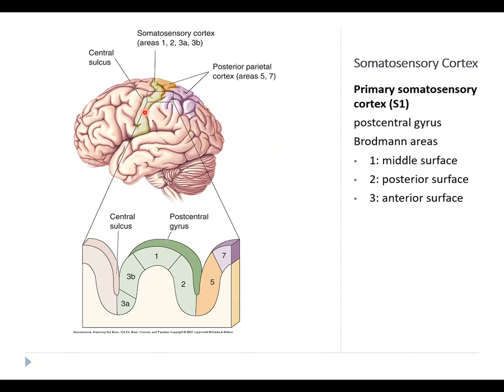So when Brodmann was numbering these regions, he just happened to start here and called the middle surface of the post-central gyrus area 1, and then area 2 is posterior to that, and then area 3 is anterior. So area 3 is actually the part of the post-central gyrus right next to the central sulcus. But all three of these together form the primary somatosensory cortex.